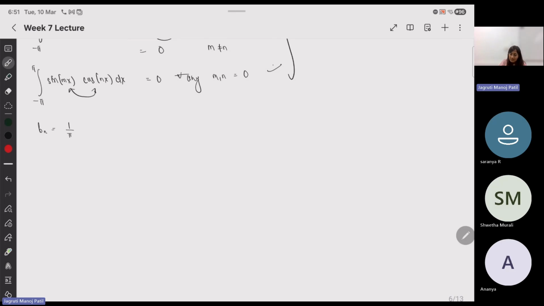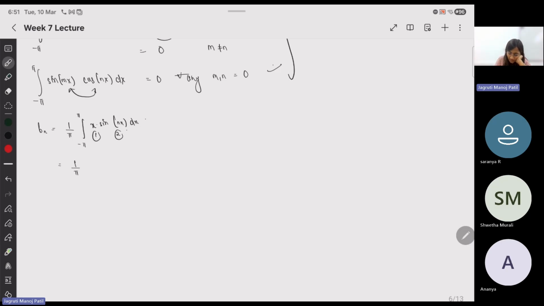That's how your definition for Bn goes, and then you have the integral of x times sine of nx dx. Now, which is your first function and which is your second function here? x is first and sine is second. Okay, so how do you do this?